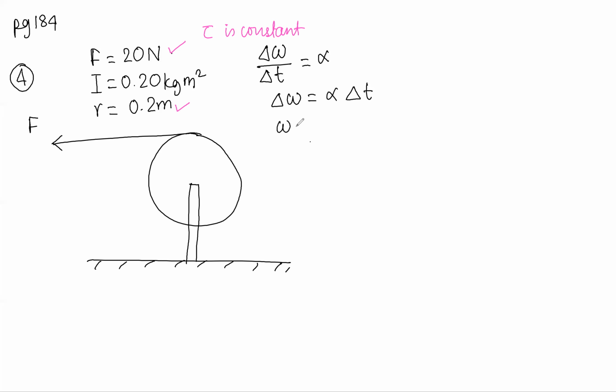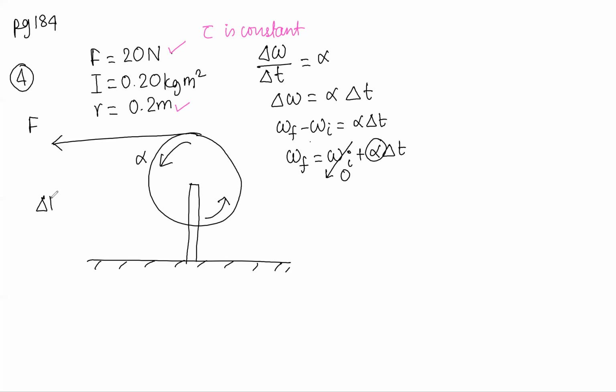Delta omega means omega final minus omega initial. So this is equal to alpha delta t, which means that omega final is equal to omega initial plus alpha delta t. The plan of solving this question is to find alpha. The wheel, I think, starts from rest. The string is now pulled. Initially the wheel is at rest, so omega i is equal to 0. When you pull the string, you're going to have rotational motion of this disk. As a result, there will be angular acceleration and the speed is going to increase. The time given to you is 5 seconds, so delta t is equal to 5.